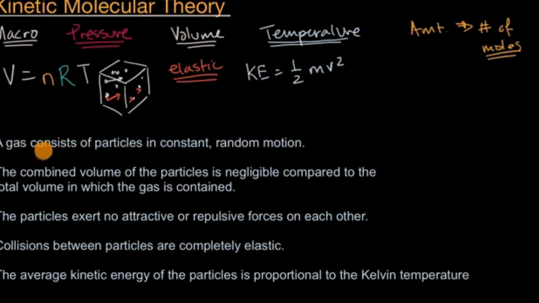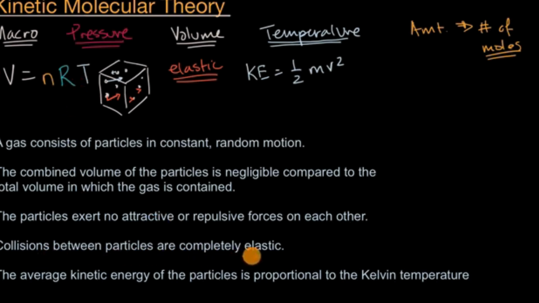So we've already talked about how a gas consists of particles in constant random motion. We've already talked about that. They're bouncing off the side of the container. The combined volume of the particles is negligible compared to the total volume in which the gas is contained. And that also matters when you talk about things like ideal gases, because if it stops being negligible, then you have to start thinking about the repulsive and attractive interactions a little bit more. The particles exert no attractive or repulsive forces on each other, and that kind of builds into the last point I just made, which is if they did, then we're getting closer to being a less than ideal gas, and we'll talk about that in other videos.